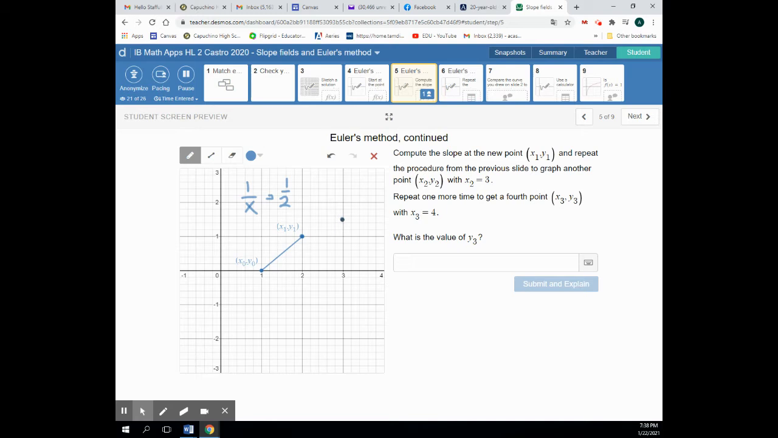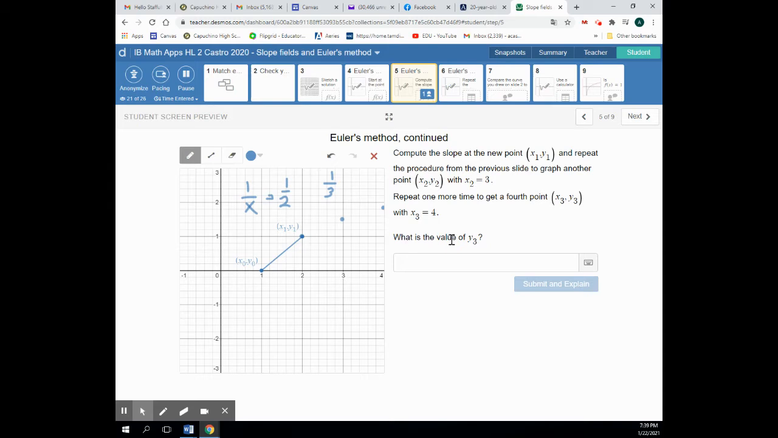So we're going to repeat it again, because this is x2, y2 and I want to get to x3, y3. What's the slope going to be here? Well, it's still 1 over x, but my x value now is 3. So my slope here is going to be 1/3. That means for every step that I take, as I go from 3 to 4, I have to go up 1/3 of a unit. Well, that's a little hard because I'm starting at a half, so I have to add to that like a third, maybe like here. It's kind of hard to eyeball it, but it should be something like that.